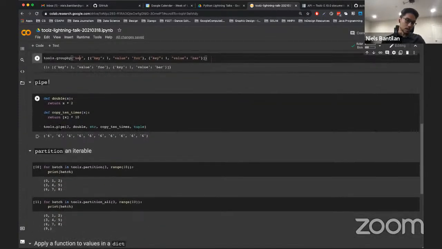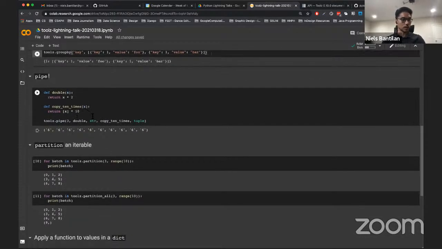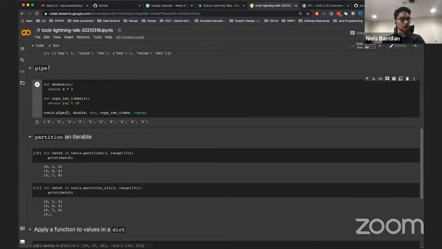There's a pipe function. I know there are other libraries that do this, but it's offered here. So the first argument is the data you want to transform, and then the rest of the arguments are just functions, in this case, that take single arguments. So it's just doubling 3, turning it into a string, copying it 10 times, and then applying tuple to it to produce a tuple containing 10 sixes, which are actually strings.